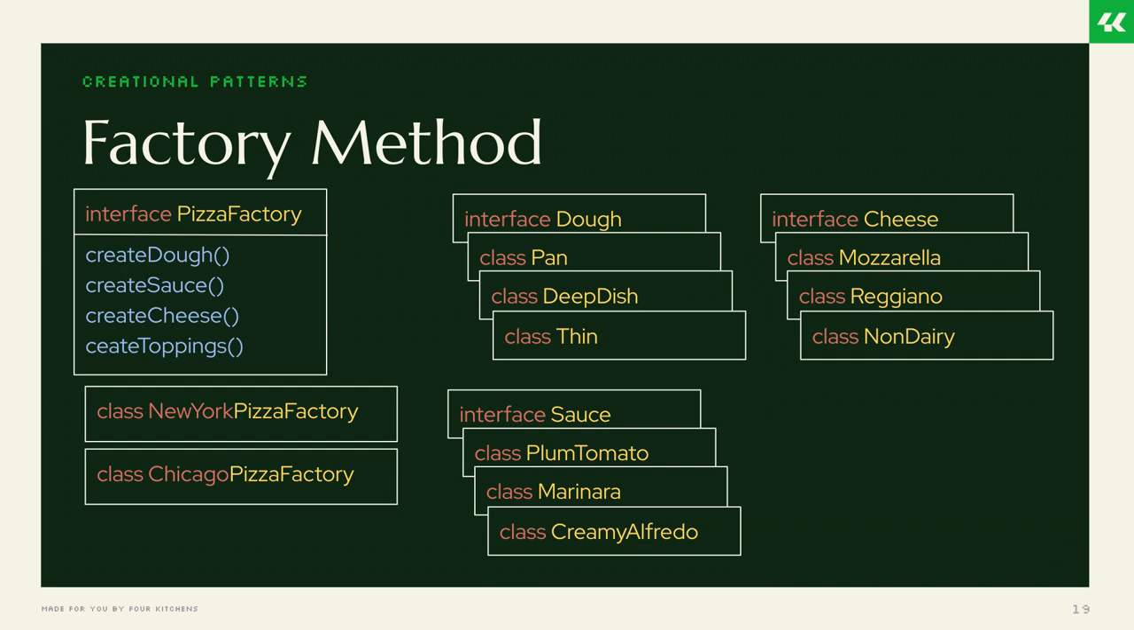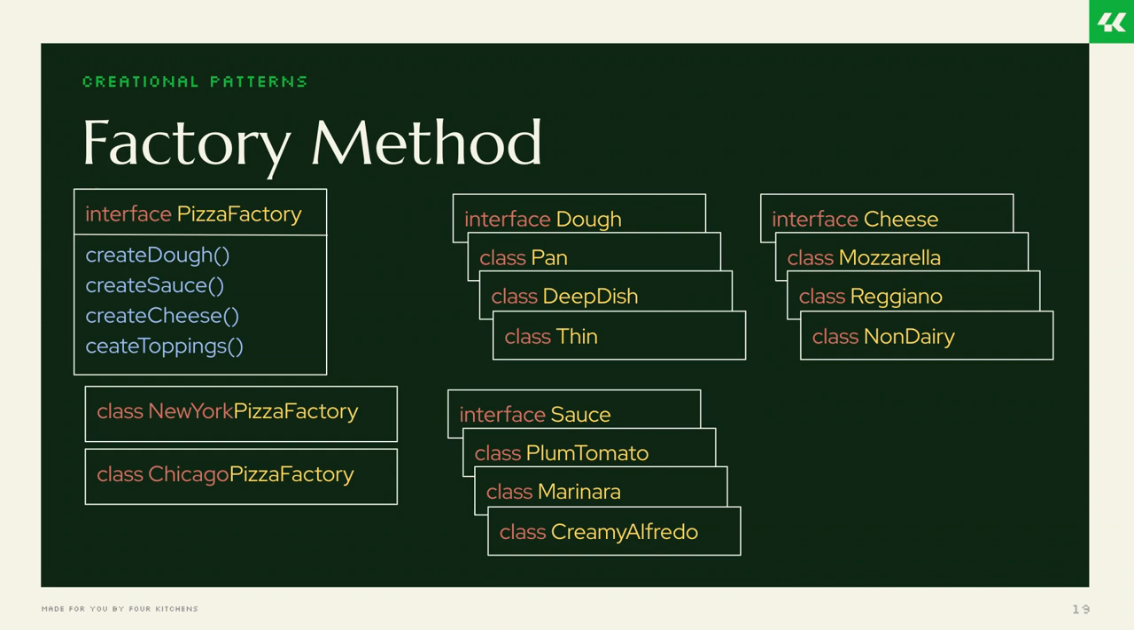That's the factory part of it. So for every one of these, they're going to pick a dough, pick a sauce, pick a cheese, pick some toppings. And there's an interface for each one of those. So my dough interface can be a pan pizza, deep dish pizza, or a thin crust. I can add or remove as needed.